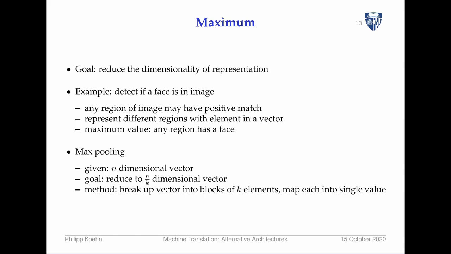There's also something called max pooling, which reduces the dimensionality of a single vector. We have a very large vector and we want to reduce it to a smaller vector. The idea here is to chop it up into blocks. In our math notation, we reduce it by breaking it up into blocks of k elements and then taking the maximum of the values. There might be three values here, and then they get mapped down into a single value here. If we play this through, this is a 12-dimensional vector, so n equals 12, and with blocks of k, we end up with only a four-dimensional output vector.